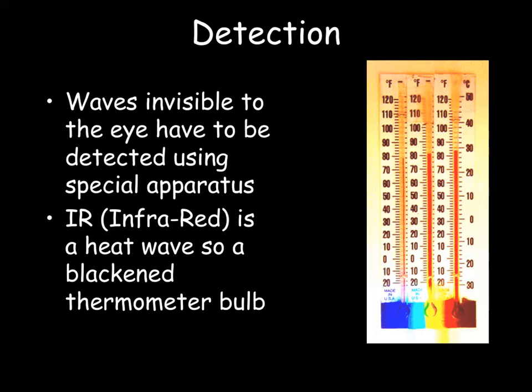Detection, also another important point. You can detect infrared, either with infrared glasses, or as they are called, night vision binoculars, or you can simply use the blackened bulb of a thermometer, which is the third one down here. It's been darkened, and you can see the temperature is higher. It's above the other two, because the infrared is heating up the bulb, being absorbed by the black paint on the bulb. Obviously, you have to leave another bulb, or even two, without the blackened paint to compare the temperature.